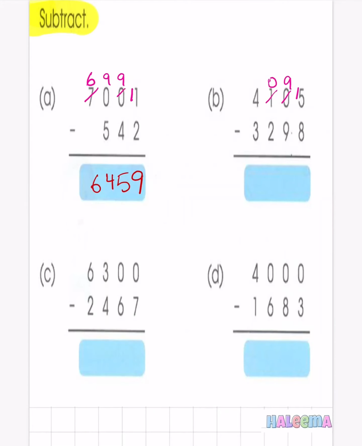So 15 minus 8 is 7. 9 minus 9 is 0. 0 minus 2 is not possible. What we're going to do is borrow it from 4. So 4 will become 3. And 0 will become 10. Now 10 minus 2 is 8, and 3 minus 3 is 0. 807 is our answer, right?